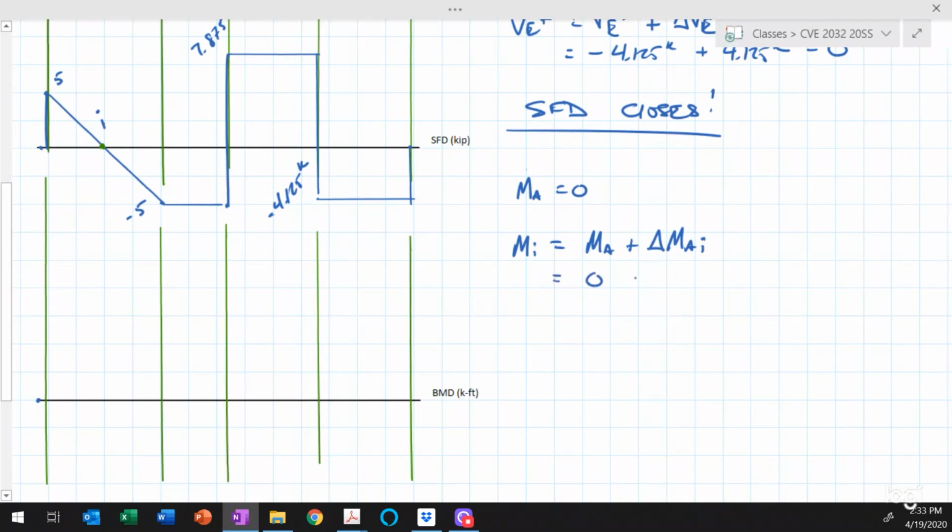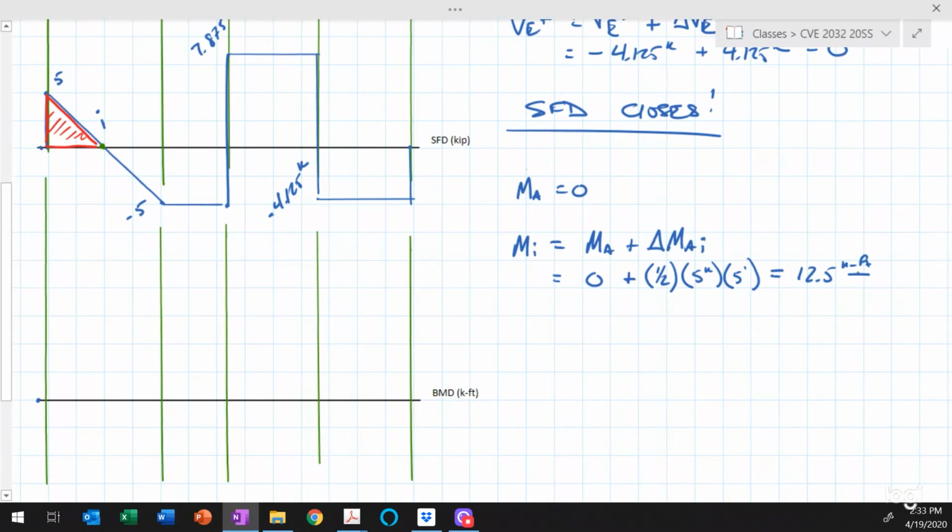So that's equal to 0 plus the change in moment, which is going to be equal to the area under the shear force diagram between those 2 points. So that area is going to be 1/2 the base times the height. The height is 5 kips. The base is 5 feet. So that means that the bending moment at point I is equal to 12.5 kip feet.